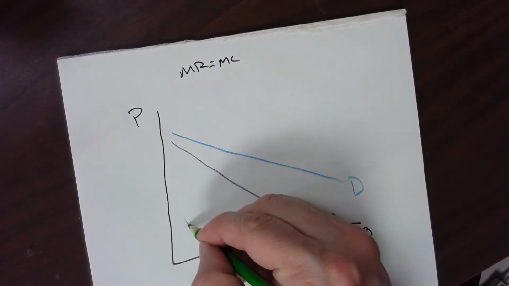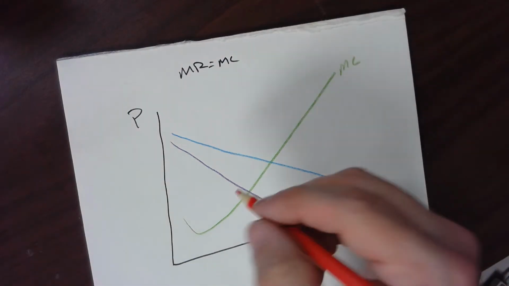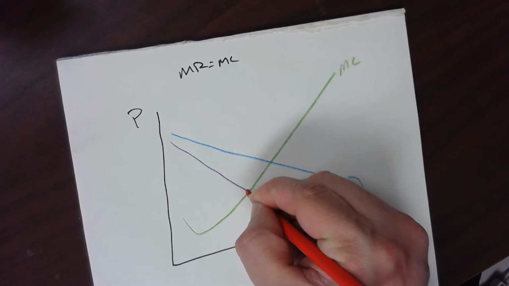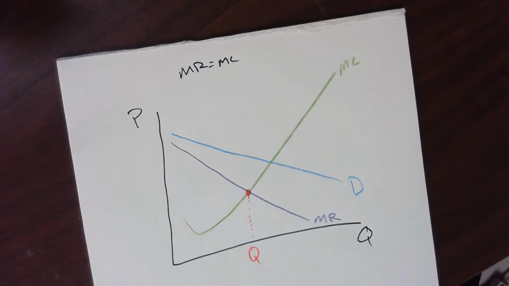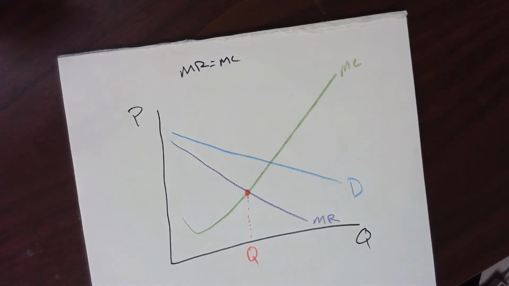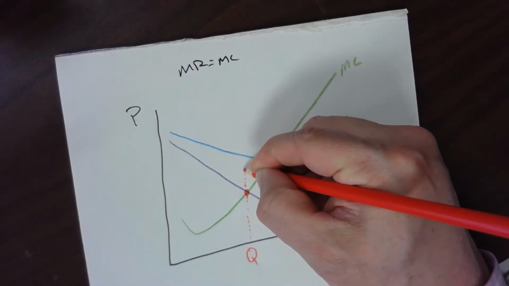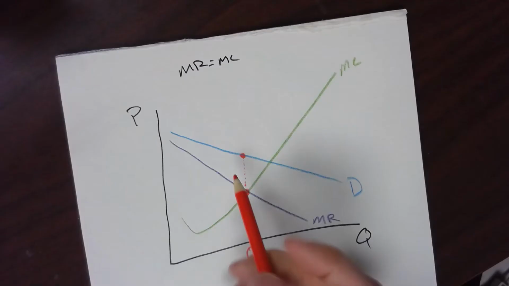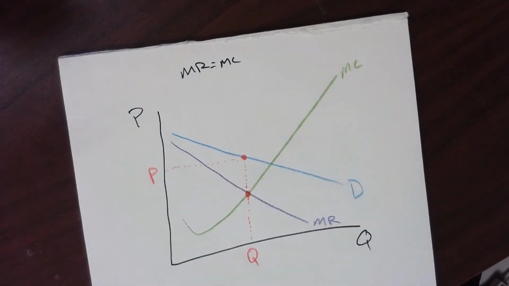Your MC curve still exists. It still looks the same and everything else. So in this situation, you still want to be where MR equals MC. That will give you the quantity that you will produce in order to function as a monopolist. But the big difference is the price is where that quantity intersects the demand curve.